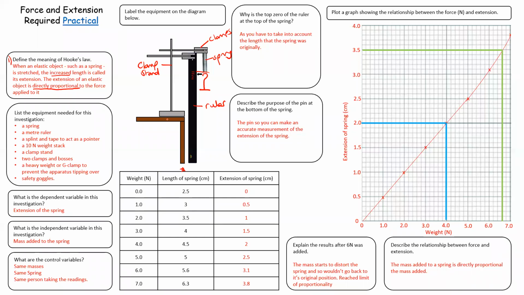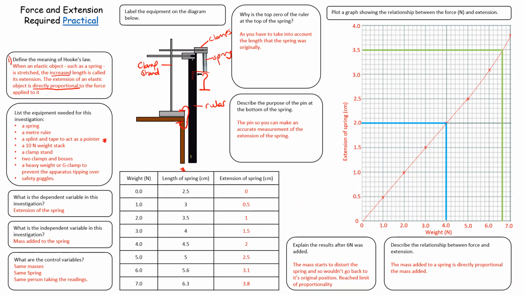What else is there? I recommend with this one to have a clamp on the table, because of health and safety issues, it will fall over once you start adding more weights on there. What else was there on there? Yeah, it's a splint and tape to act as a pointer. That's what I was just talking about. Safety goggles in case it falls over and stabs you in the eye. Not a good option. So yeah, know the equipment here.